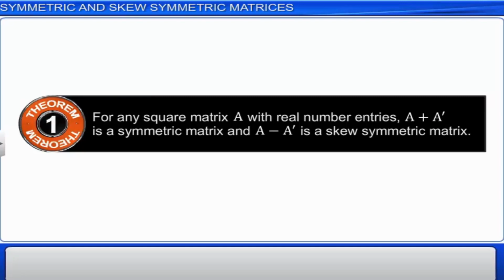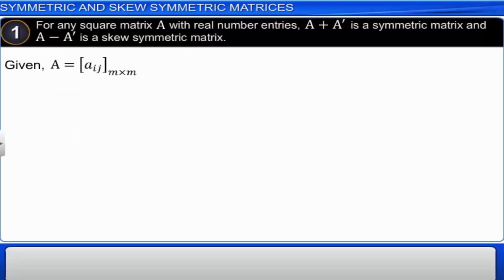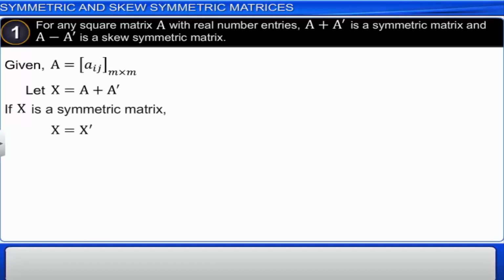The first theorem states that for any given square matrix A, with real number entries, the sum of A and A transpose is a symmetric matrix, and A minus A transpose is a skew-symmetric matrix. A is a square matrix with real numbers as its elements. For the moment, let X be the sum of matrices A and A transpose. If X is a symmetric matrix, then X is equal to X transpose. Let's substitute A plus A transpose in place of X in X transpose.